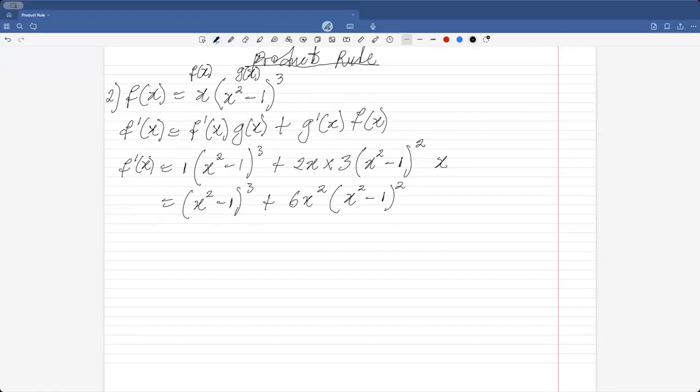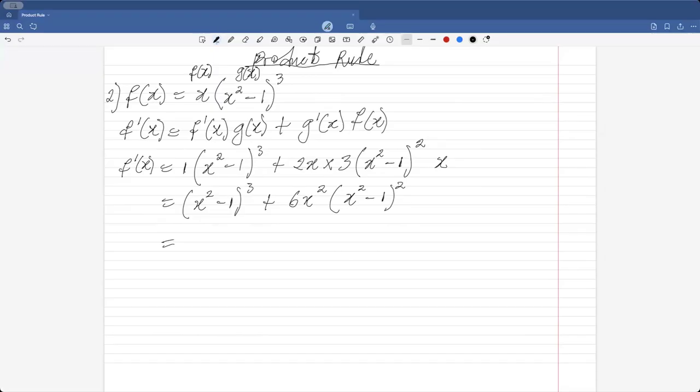So we can see that (x squared minus 1) to the power of 2, and all to the power of 3, is something that is similar in the function here. So we can factorize. Sorry, I take that back. X squared minus 1 is common in both sides, so we can factorize.